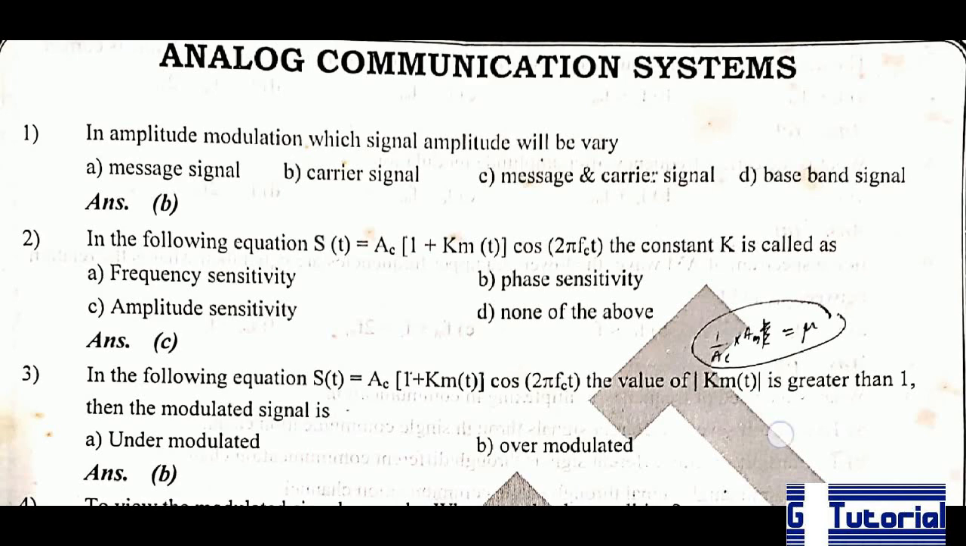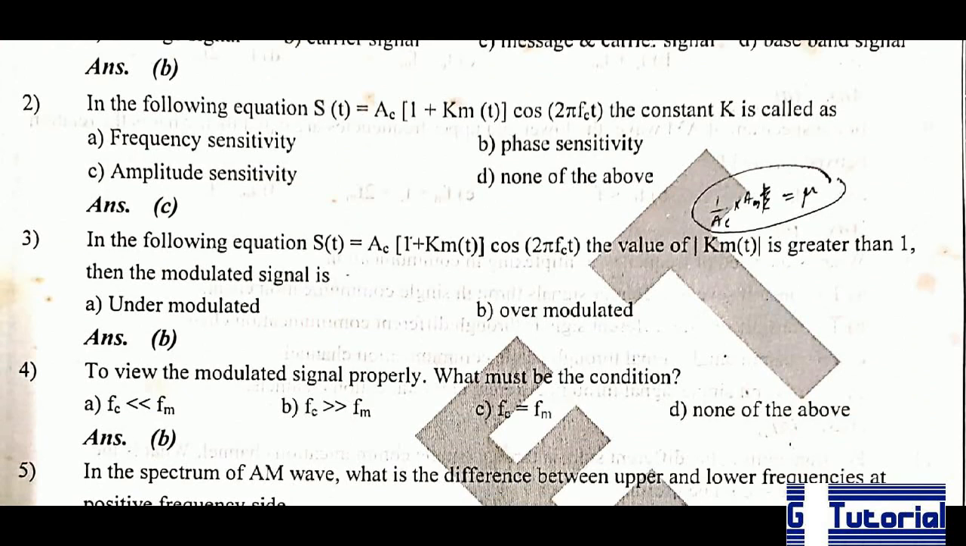Next question. In the following equation, s(t) = Ac[1 + k m(t)] cos 2π fc t, the value of modulus of k m(t) is greater than 1. Then the modulated signal is. The value k m(t) is actually mu, which we call modulation index. If the value of modulation index is greater than 1, then it is called overmodulation. So the answer to the question is overmodulated signal.